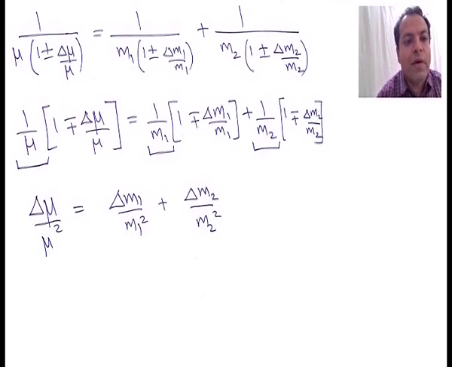We can proceed by taking mu common, so that we have an expression of the type 1 plus x. X is a small quantity. It could be delta mu upon mu, delta m upon m. Either way, it's a small quantity. One can use an expansion of 1 plus x raised to minus 1, a binomial expansion, where x is small. So when you do this expansion and you cancel out the terms, you are left with only delta mu upon mu square is equal to delta m1 upon m1 square plus delta m2 upon m2 square.